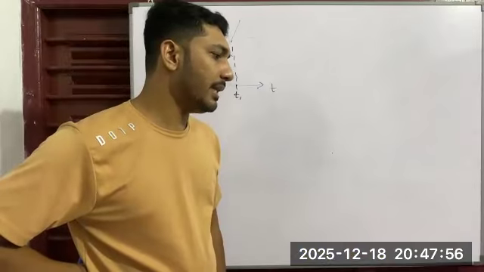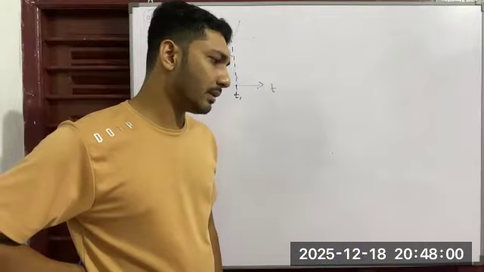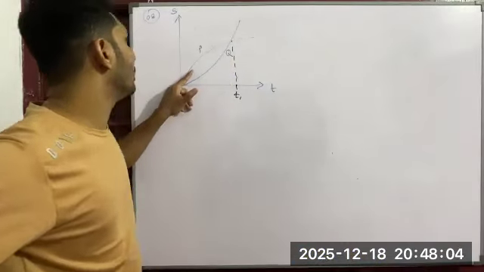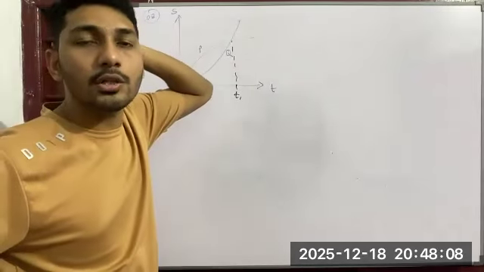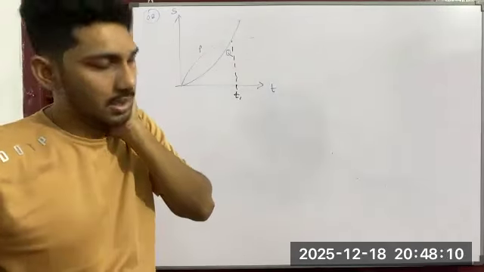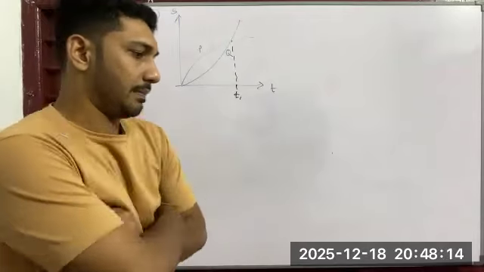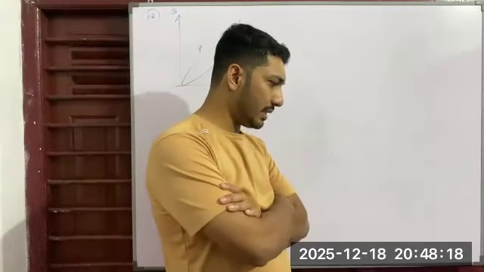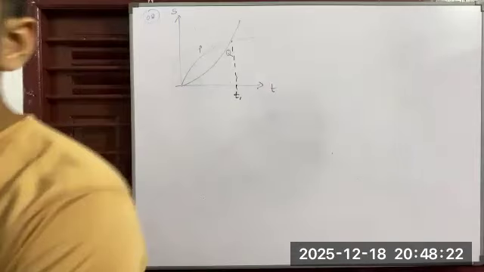Second one: while P is moving with deceleration, Q is moving with acceleration. Yeah, true. Here, the gradient is decreasing for P and increasing for Q. So velocity increases for Q, so the statement is correct, whereas P is decelerating. Third one: up to T equal to T1, the average velocities of both are equal. What do you say?